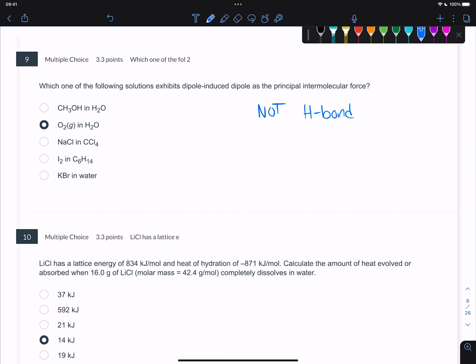So it says dipole-induced dipole. You really need to think of this as 2 different things: dipole and induced dipole. Dipole means that it's going to be polar. So one of the two things has to be polar. Water is polar. So we've got water, water, and water. So far we have the polar part. Now, when it says induced dipole, that means we're looking for something that does not have a dipole on it. So nonpolar.